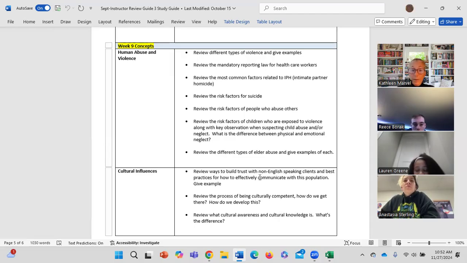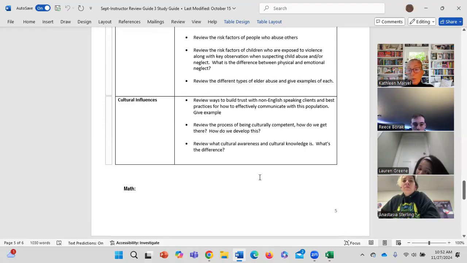And the last concept we covered was cultural influences, my favorite topic. Culturally competent care. What does it mean to be culturally competent?